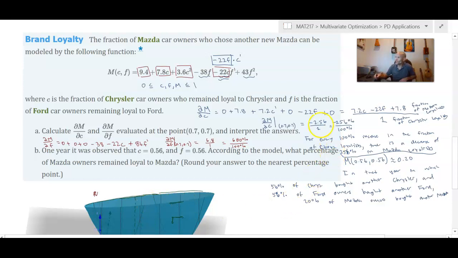So this is a little bit more of a complex example because it's hard to kind of imagine what these quantities represent. But once again, what we're saying is if there's an increase in Chrysler loyalists, there tends to be a decrease in the fraction of Mazda loyalists. Oppositely, as the number of Ford loyalists increases, the number of Mazda loyalists increases 7-fold.